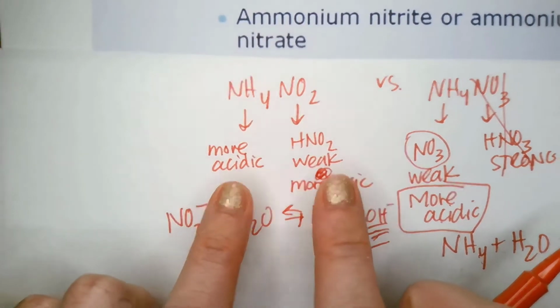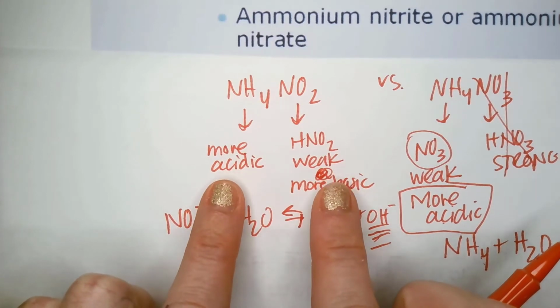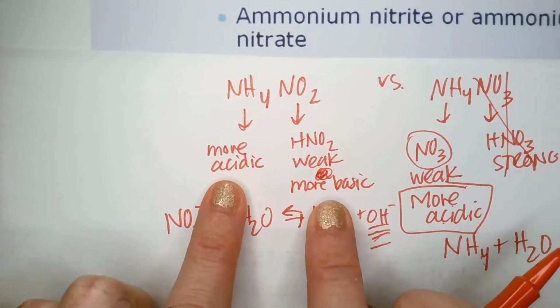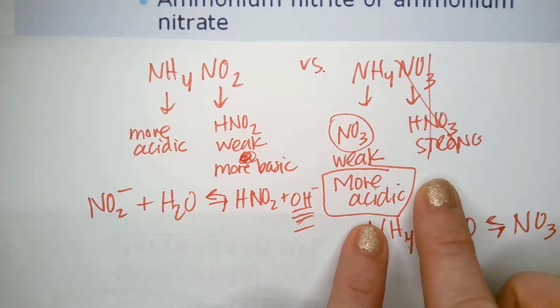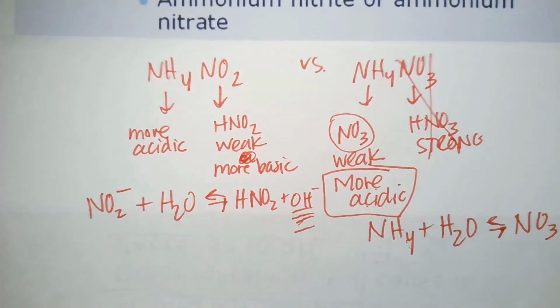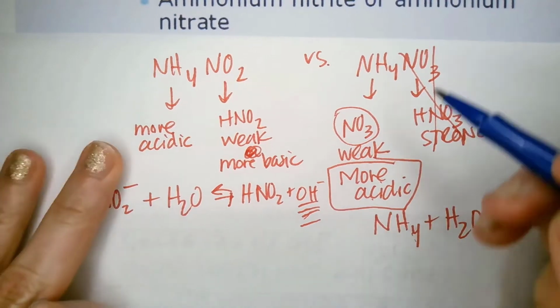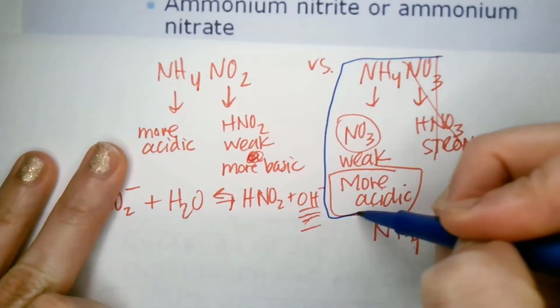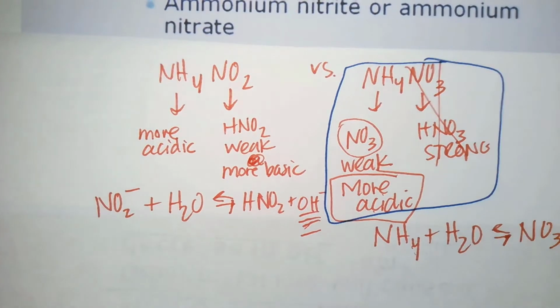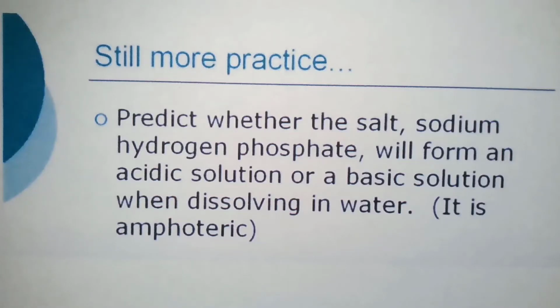So this is interesting because this will make it more acidic, this will make it more basic. It's almost like they're counteracting each other. I'm not going to say that it's going to be neutral, but when I have this compound where it's purely making that more acidic, and we're asked which one of these is going to be more acidic, our ammonium nitrate will, for sure.